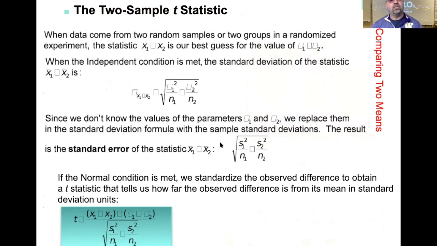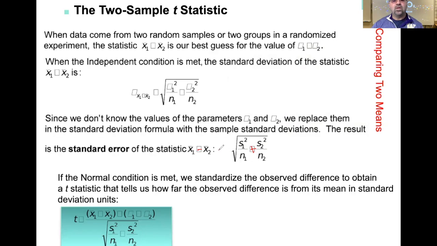And I'm just going to jump to this one to remind you that if you don't know sigma 1 and sigma 2, if those aren't given, you can still do the process. You're just going to use a t statistic instead, and you're going to use S1 and S2. So this should be plus right here. So that's the standard error in the statistic x1 minus x2.